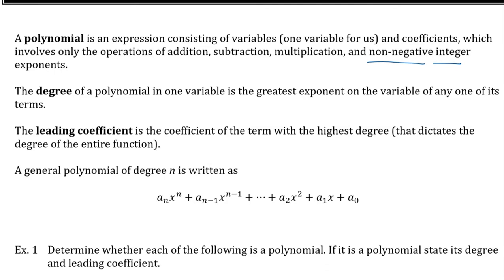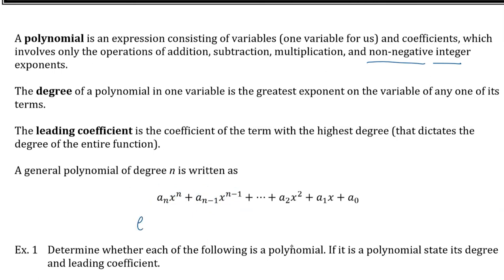Generally speaking, a polynomial of degree n is written like this. So we write the coefficient of that term, x to the n, coefficient of the next term, n minus 1 just means the next term, and then x to the n minus 1 plus blah, blah, blah, and then x squared, x to the 1, and this is x to the 0, right? So that's how we write them. You know that in descending order.